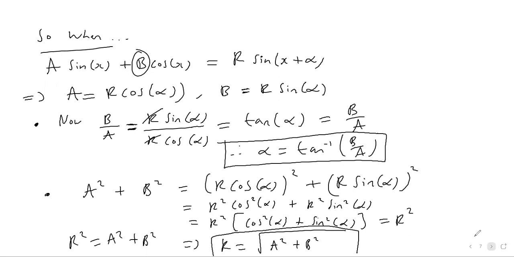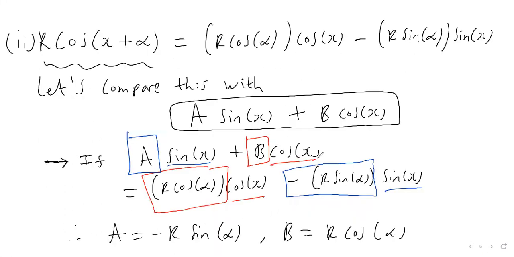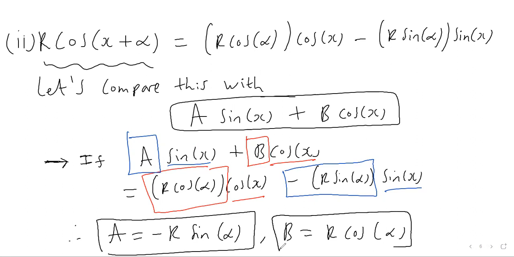So let's now do a similar calculation when we want to write the sum of the sine and the cos function in terms of cos. When we want to do this, what we realize back on this page is that when we did this, a was equal to minus r sine alpha, and this capital b was equal to r cos alpha.